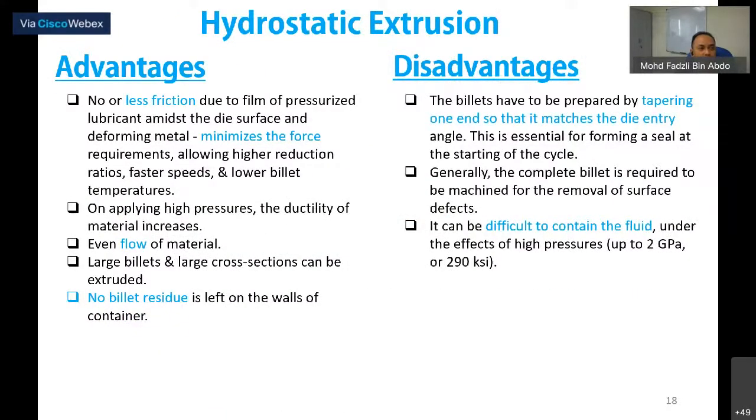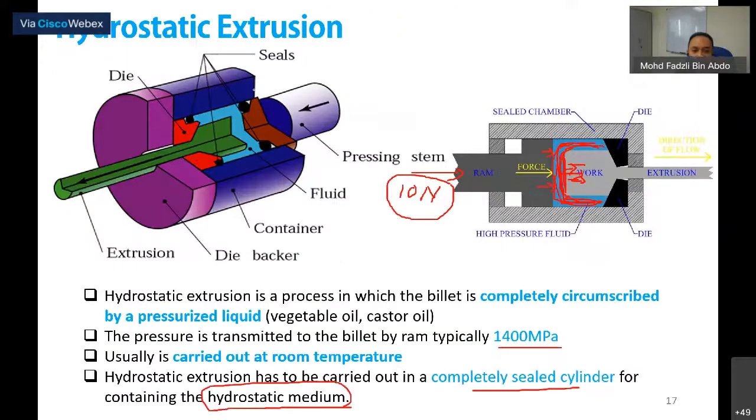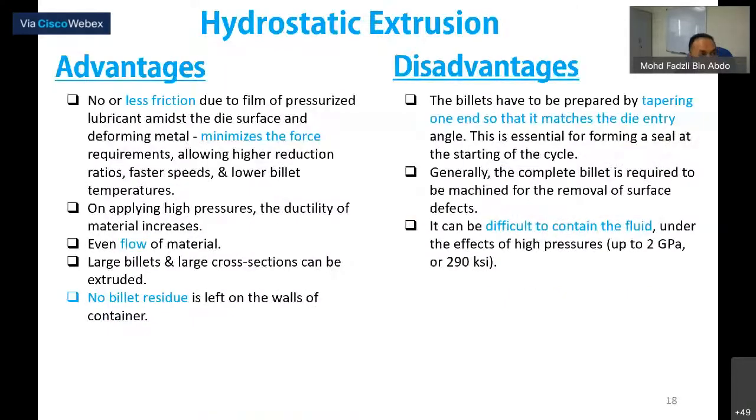Okay. Dia ada dua lah, dia ada advantage dan juga disadvantage. Untuk hydrostatic extrusion, of course lah, the less friction sebab kita ada hydrostatic tadi, kita ada minyak ni dah sebagai lubricant lah. Due to the presence of pressurized lubricant, and then minimize the force, and then applying the high pressure, ductility of the material increase, even flow of material, flow tadi cantik je, large billet and large cross section can be extruded, no billet residual is left on the wall of the container. This is the advantages of the hydrostatic.